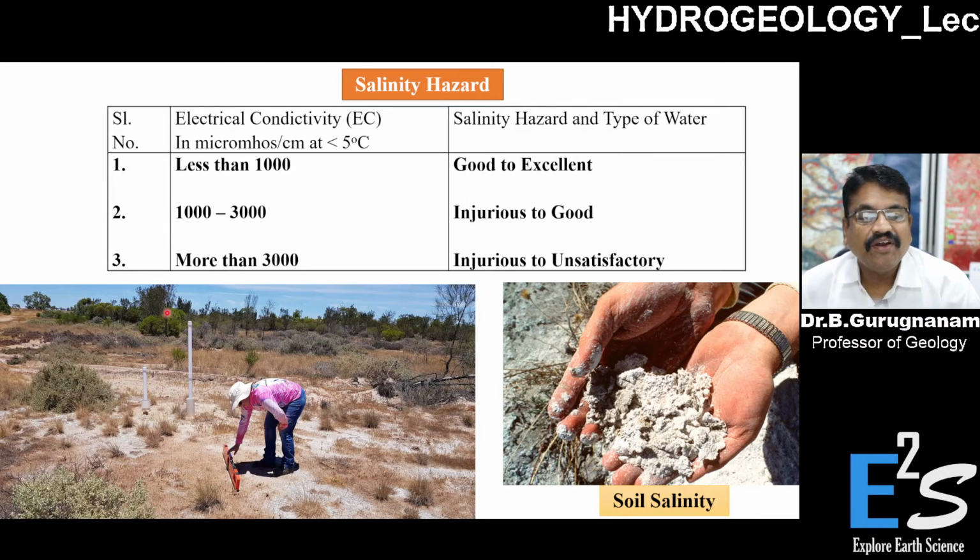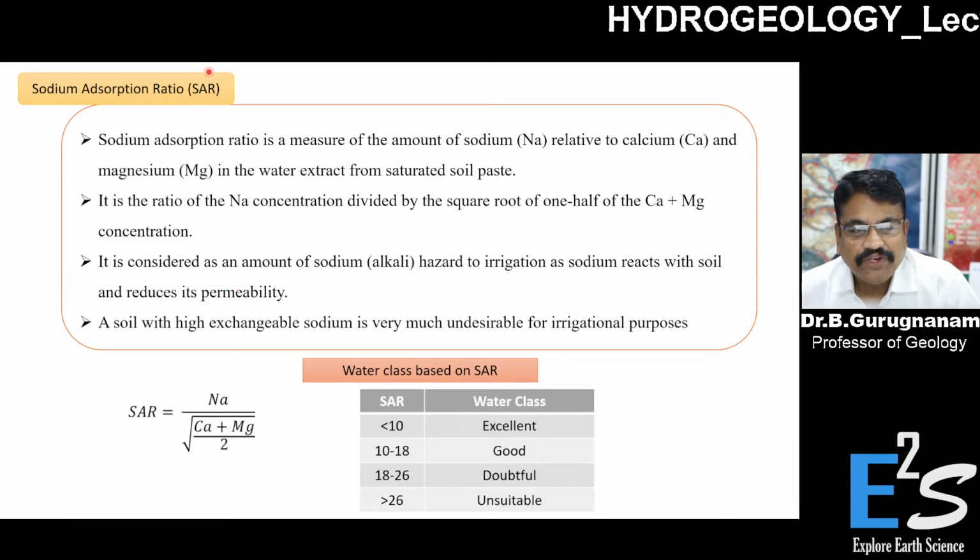And you see the soil salinity, this is saline soil, this white soil. Normally this is not suggestible for water, even if you have water, because the water quality is not so good; this type of rock or soil leads to degradation of quality. Electrical conductivity, if less than 1000, is good to excellent for agriculture use. 1000 to 3000 is injurious to good. More than 3000 is injurious to unsatisfactory. And similarly, this is the formula used for sodium adsorption ratio.